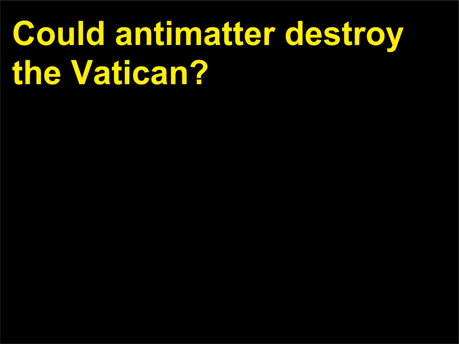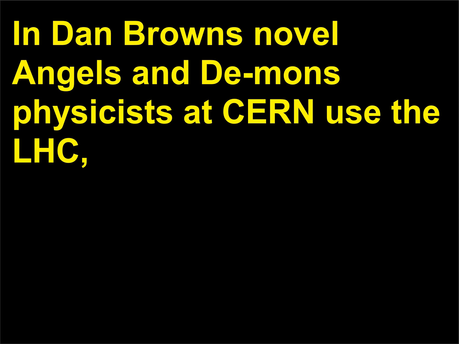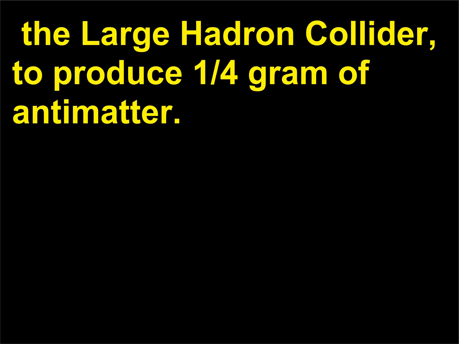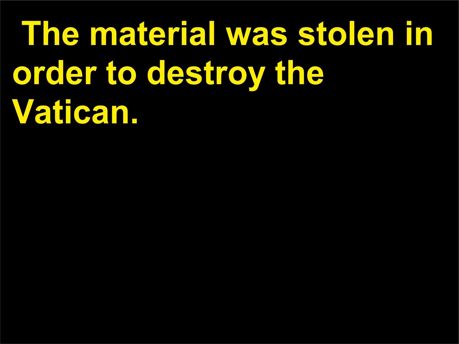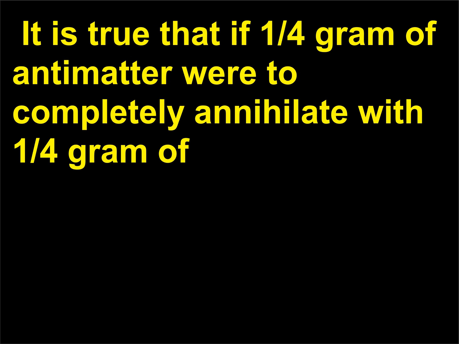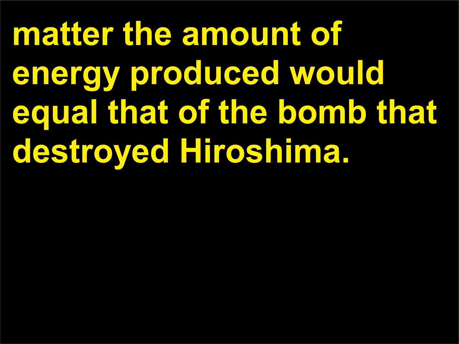Could antimatter destroy the Vatican? In Dan Brown's novel Angels and Demons, physicists at CERN use the LHC, the Large Hadron Collider, to produce 1/4 gram of antimatter. The material was stolen in order to destroy the Vatican. It is true that if 1/4 gram of antimatter were to completely annihilate with 1/4 gram of matter, the amount of energy produced would equal that of the bomb that destroyed Hiroshima.